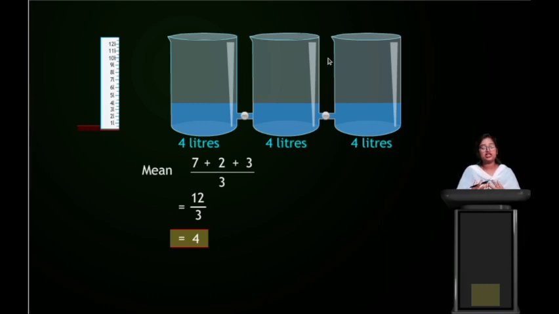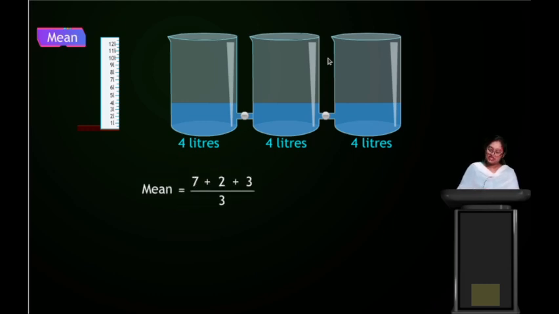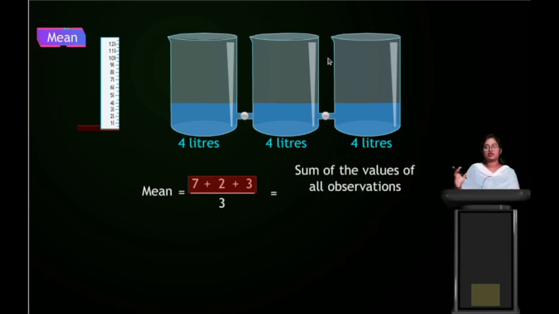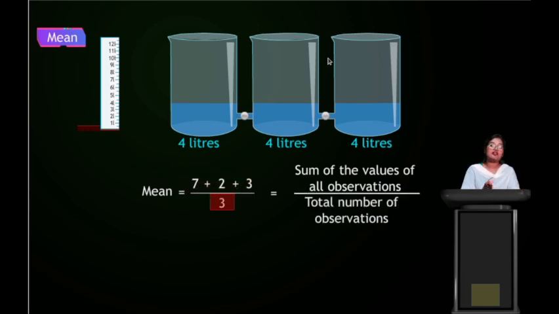This method of finding the central tendency, we call it the mean. So actually what we have done here: in the numerator we have added the quantity of water, isn't it? Yes. So in general we can say the sum of the values of all observations divided by, yes, the total number of observations. Here we have taken 3 beakers, so we have divided it by 3. In general we can take any number of beakers. So we can tell the formula for mean as the sum of values of all observations divided by the total number of observations.